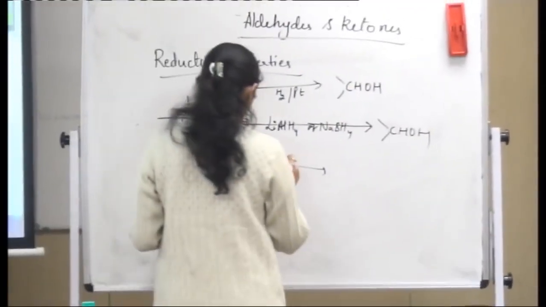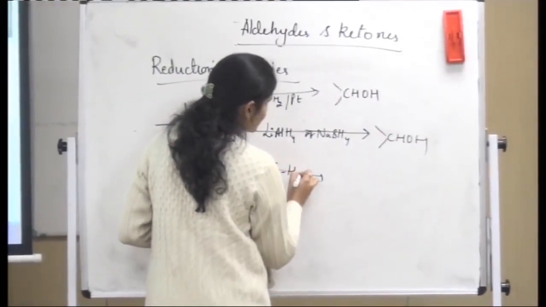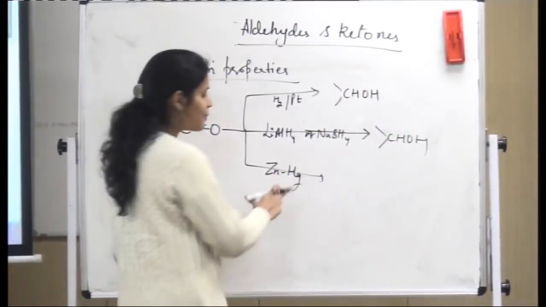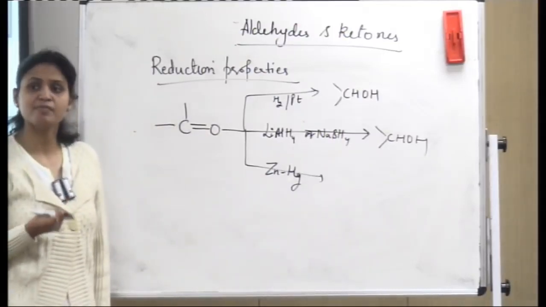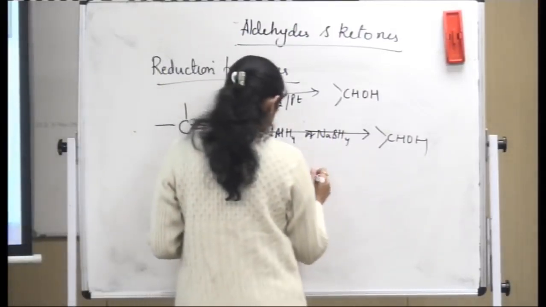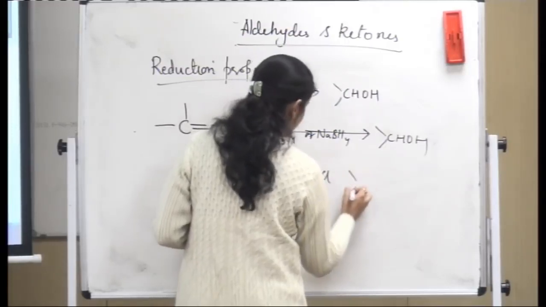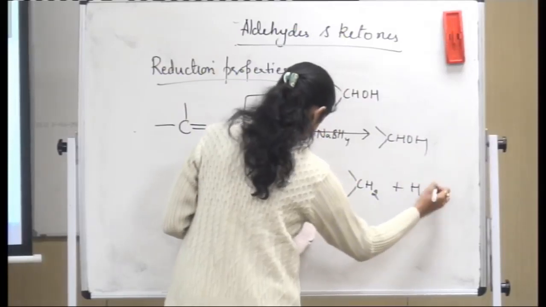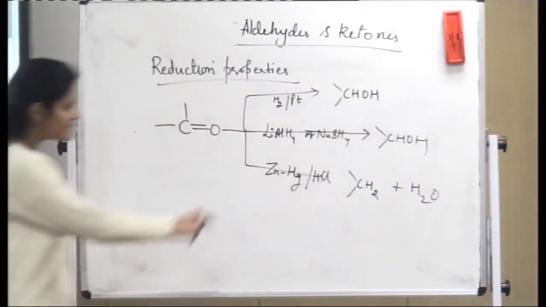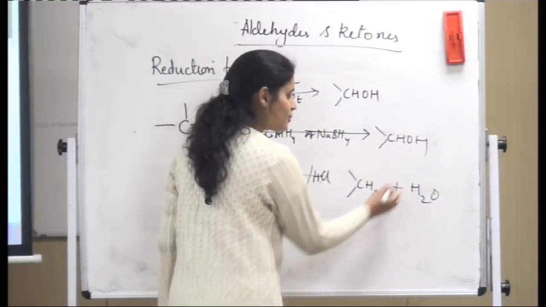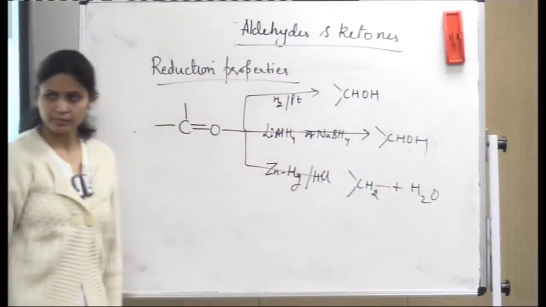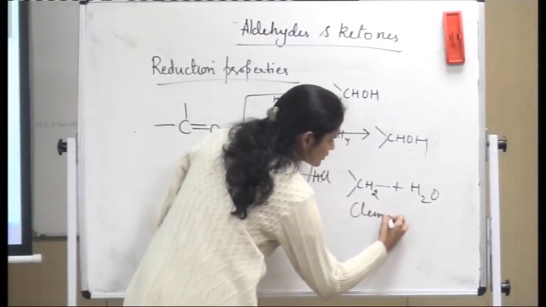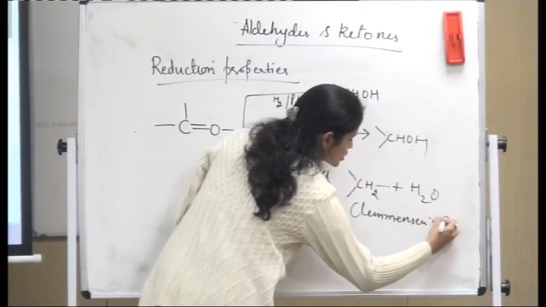The third reduction could be using zinc amalgam. Whenever you have Hg, that means it's a metal amalgam. Amalgam is used to reduce the activity of the metal, right? So using this in presence of HCl, what you will get is an alkyl group plus H2. In this case, you have not got any alcohol, but you have got an alkyl group, right? So this reaction is called Clemmensen reduction.